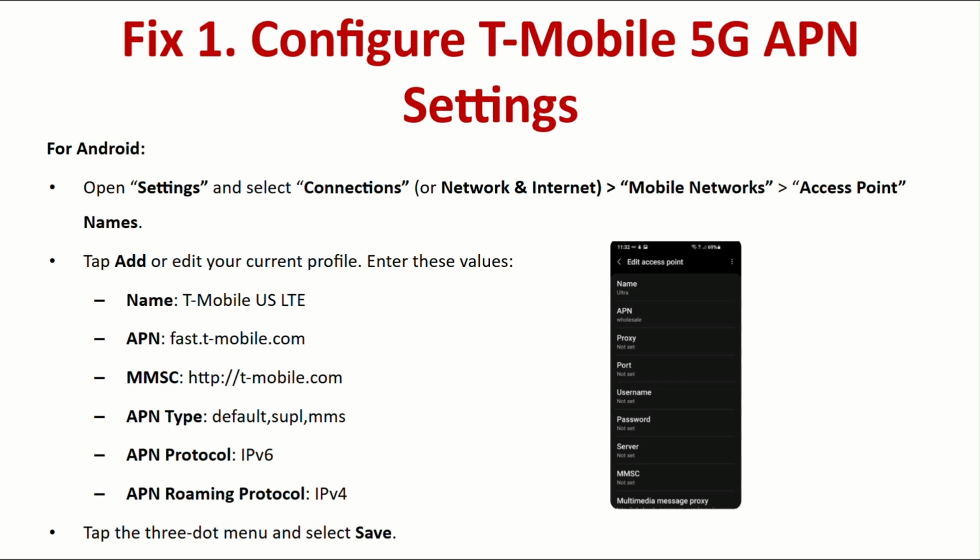Name: T-Mobile US LTE, APN: fast.tmobile.com, MMSC: http://tmobile.com. APN type: default, SUPL, MMS. APN protocol: IPv6. APN roaming protocol: IPv4. Then tap the three-dot menu and select Save.